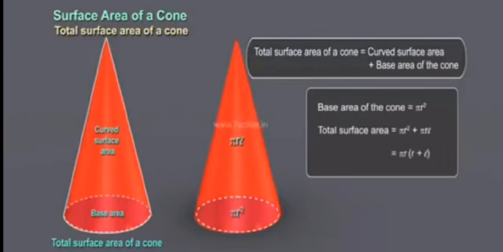Total surface area of the cone is equal to curved surface area plus base area of the cone. Base area of the cone is pi r square. So, total surface area will be pi r square plus pi r l, which is equal to pi r multiplied by (r plus l).